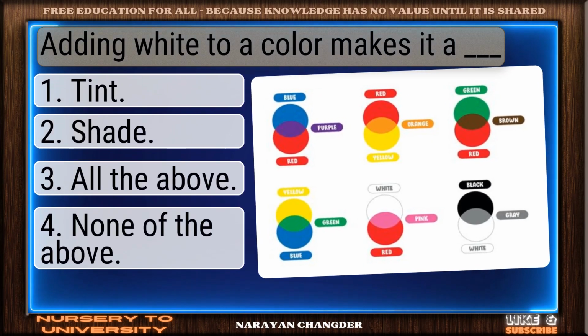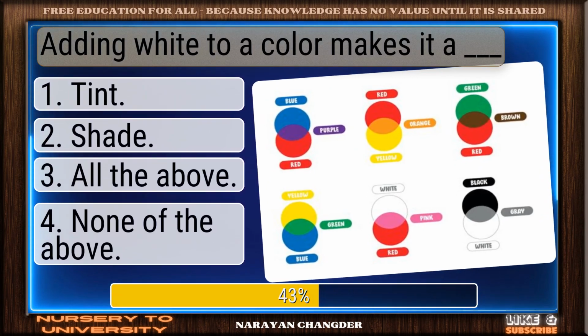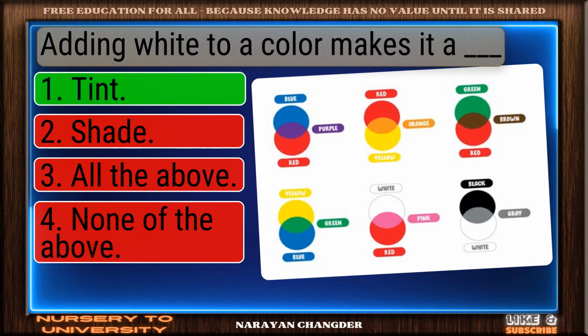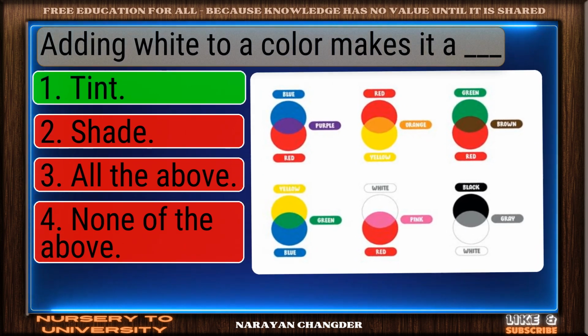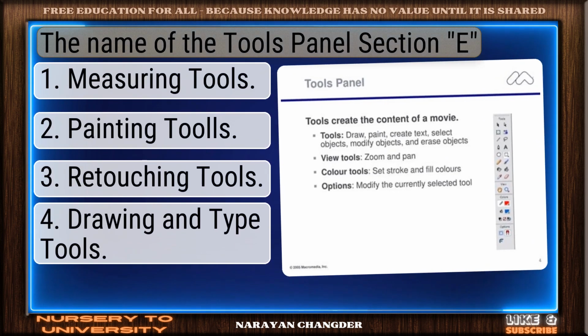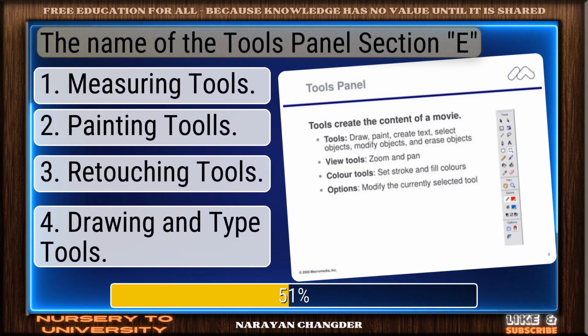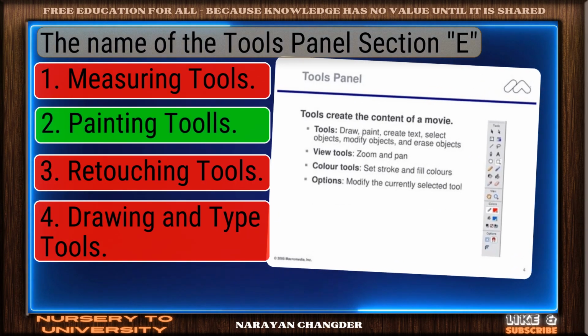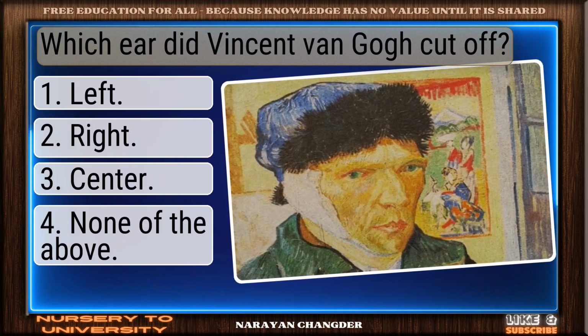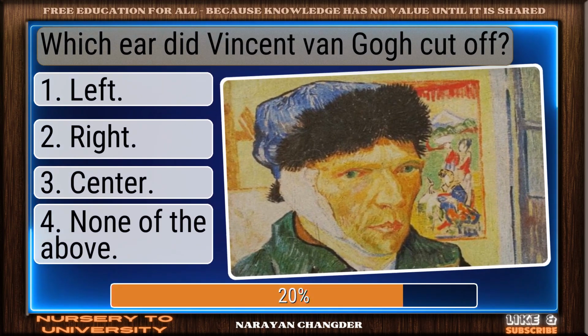Adding white to a color makes it a dash. Great thinking. Tint is the right choice. The name of the Tools panel section. Excellent choice. Painting tools is the right answer. Which ear did Vincent van Gogh cut off?